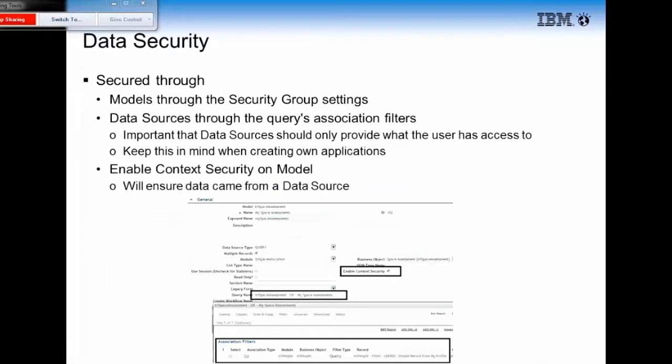Data is secured through the models based on security group settings. It is also secured through the data source's query association filters. It is important that data sources only provide what the user has access to. Keep this in mind when creating your own applications.